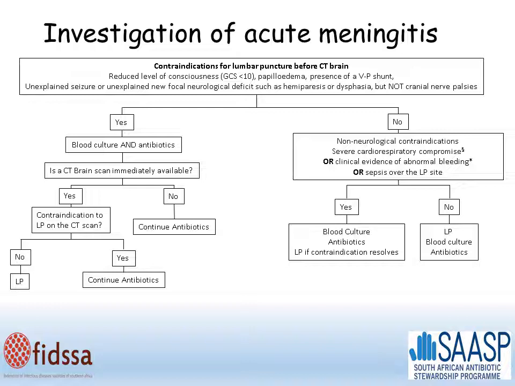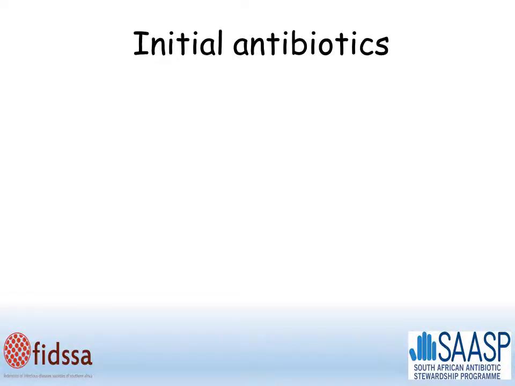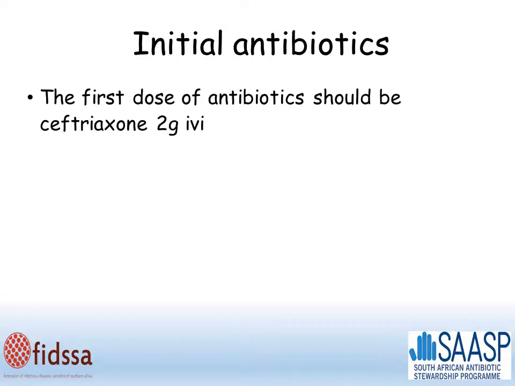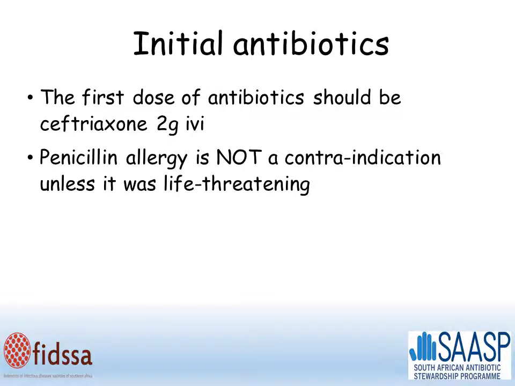If none of these are present and it's safe to do a lumbar puncture, this should be done first, then a blood culture should be taken, and lastly antibiotics should be given. The initial antibiotics in an adult should be ceftriaxone 2 grams given intravenously. It's important to note that penicillin allergy is not a contraindication in itself unless it was a life-threatening reaction, although a known allergy to ceftriaxone itself would be a contraindication.